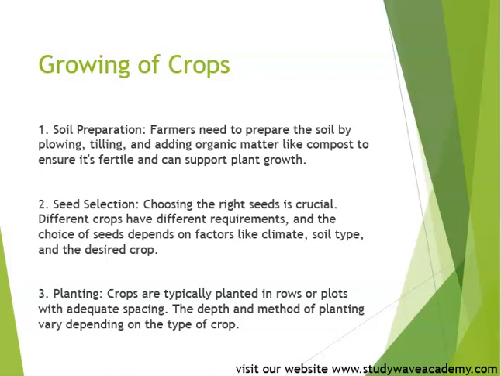Planting. Crops are typically planted in rows or plots with adequate spacing. The depth and method of planting vary depending on the type of crop. So these are activities under growing of crops. Soil preparation, preparing the soil. Seed selection, selecting seed. Then planting, planting the seed.